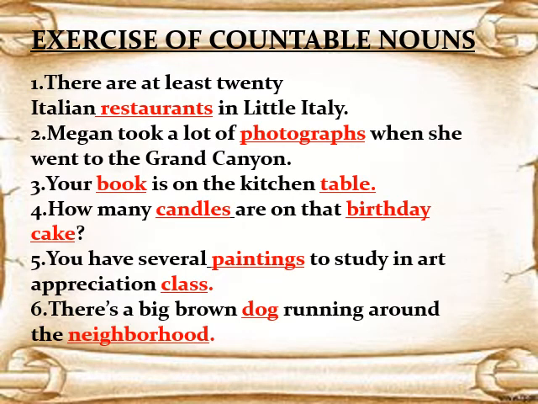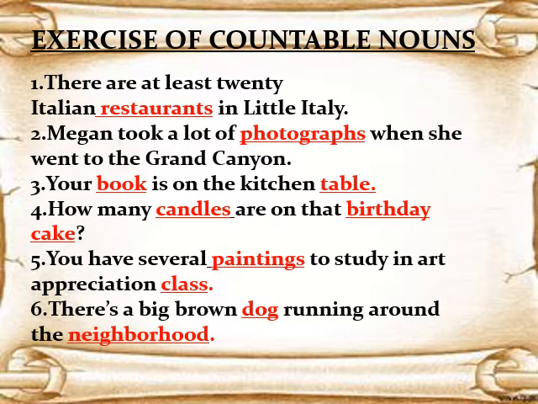Children, so far you knew about countable and uncountable nouns. Now let us do a few exercises. Exercise of countable nouns. Here, there are at least 20 Italian restaurants in Little Italy. So here restaurants can be counted. Restaurants means hotels. Hotels can be counted. So restaurants have been underlined.